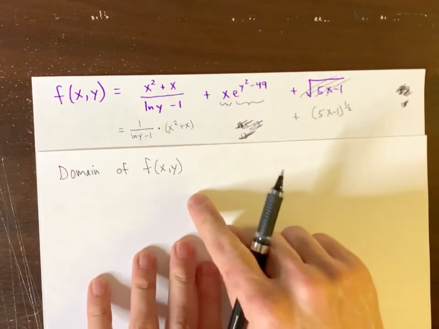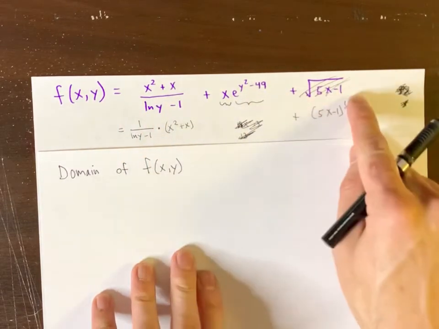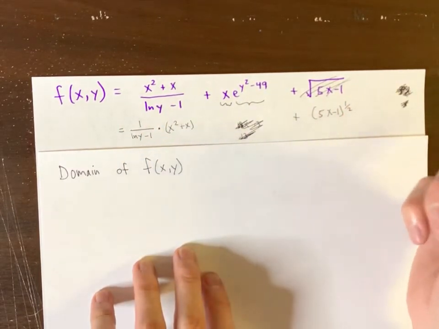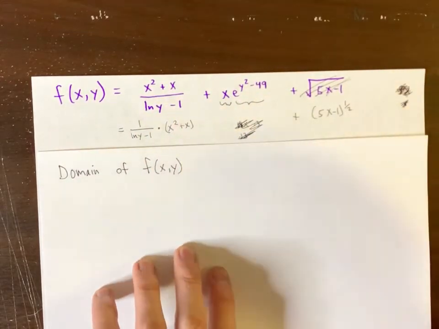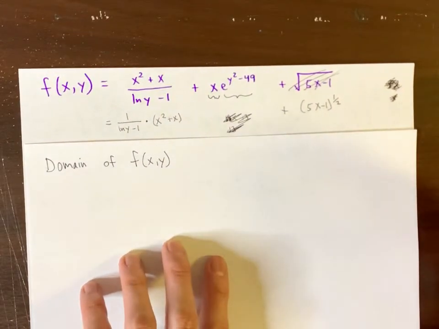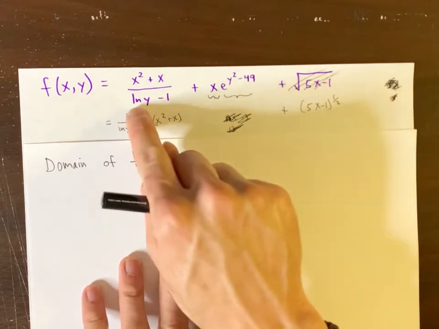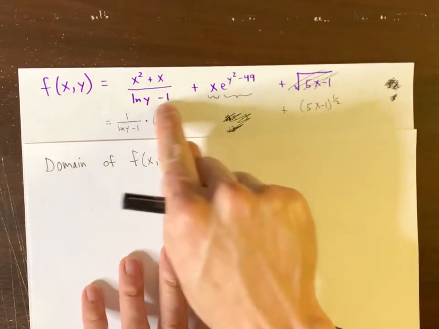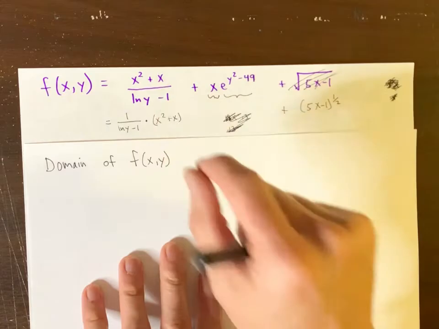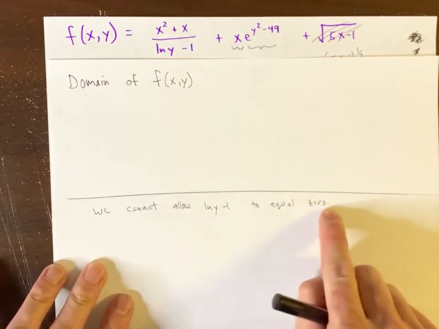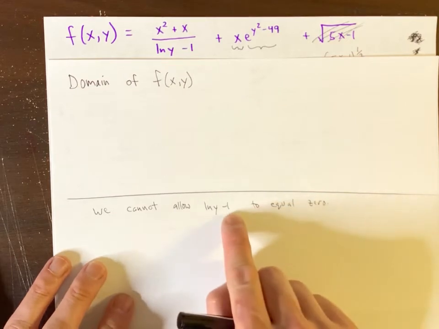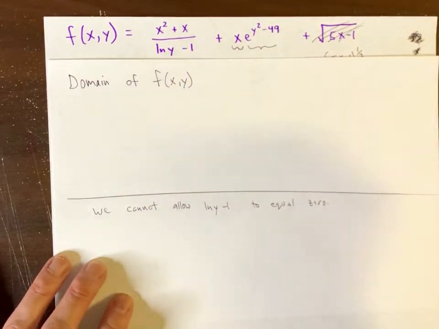Now, the last thing to discuss is the domain of this function. What can x be? What can x not be? So let's see. Here we have a fraction. Remember that in mathematics, you do not want to divide by 0. So this denominator says ln of y minus 1. We cannot allow ln of y minus 1 to equal 0, because if it is 0, you have 0 in the denominator, and that's bad.